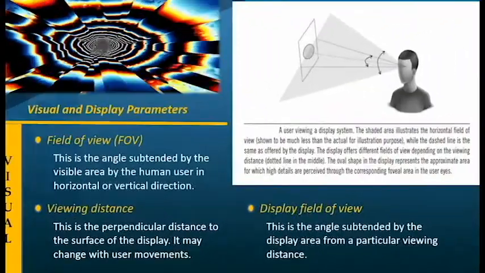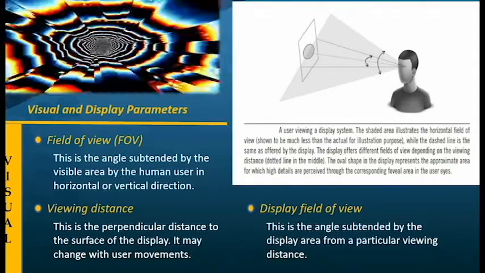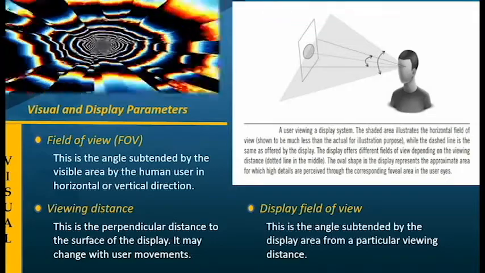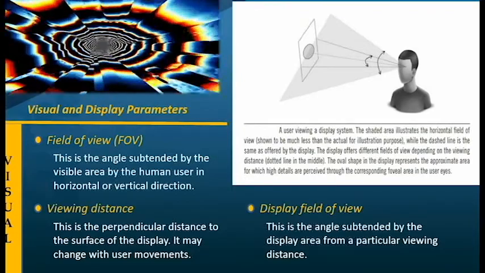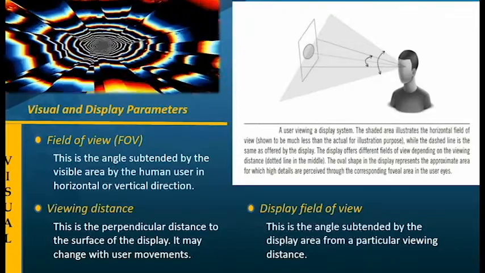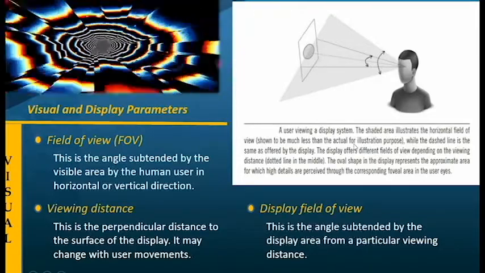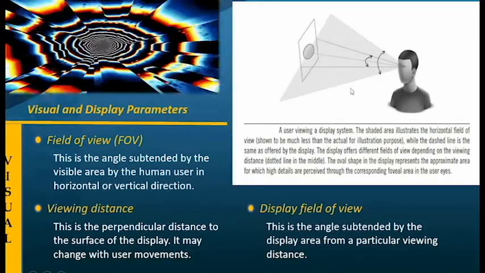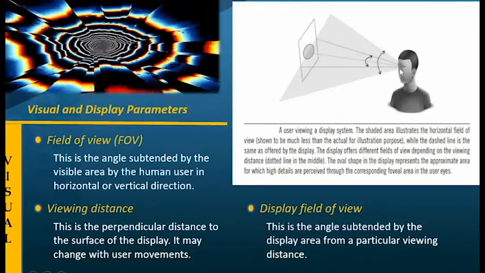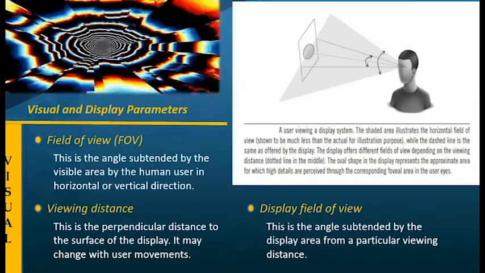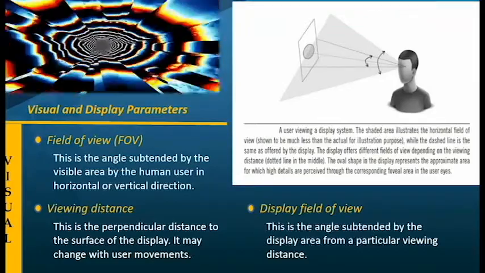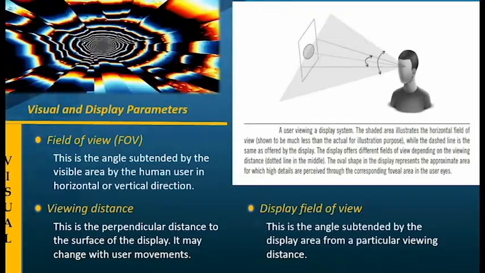So let's go with parameters of visual and display. When we say field of view or FOV, this is the angle subtended by the visible area by the human user in horizontal or vertical direction. As you can see here in the figure, the shaded area illustrates the horizontal field of view. So the human FOV is nearly 180 degrees in both the horizontal and vertical directions. That is the shaded area and the FOV.